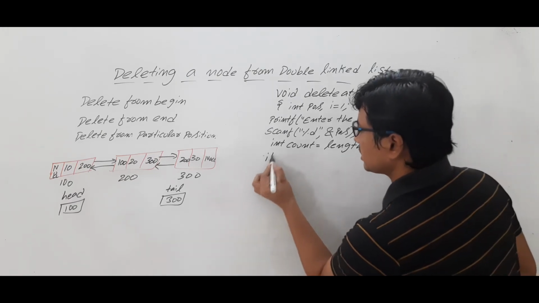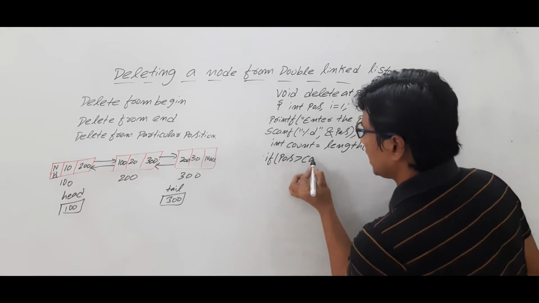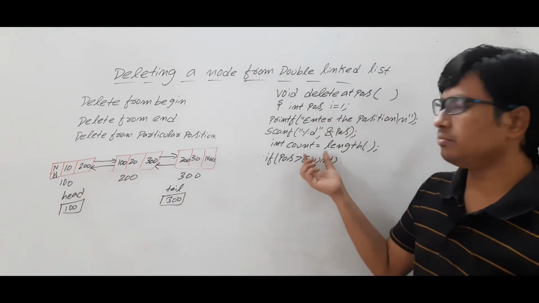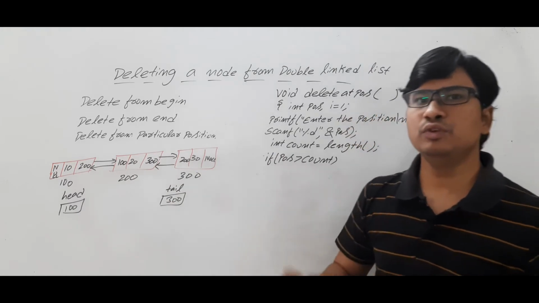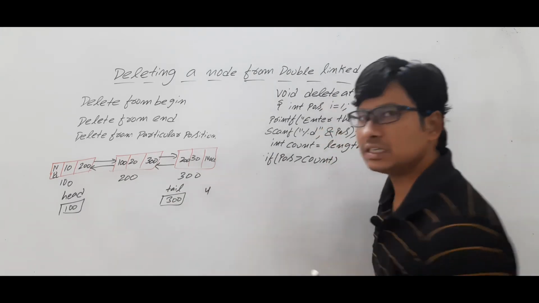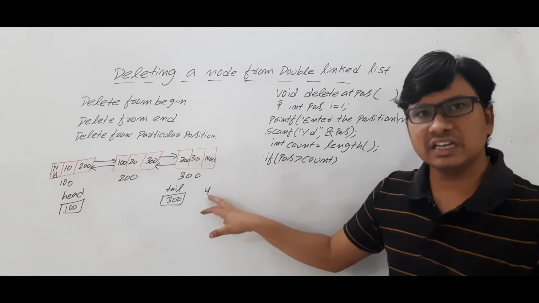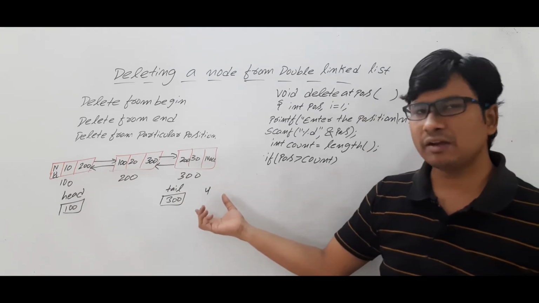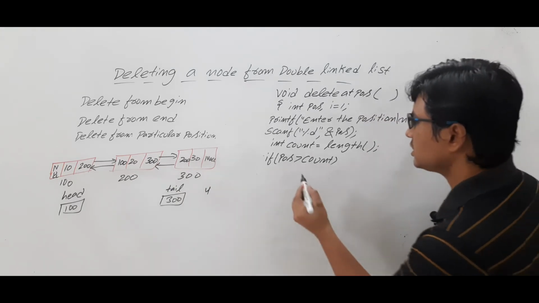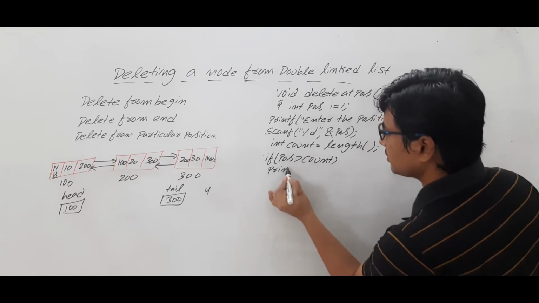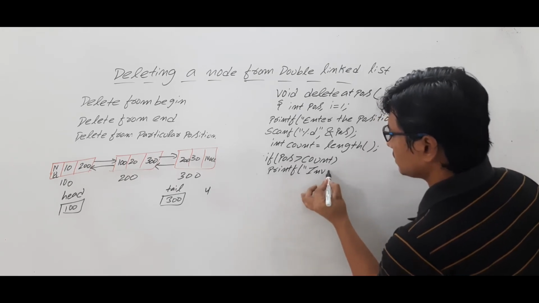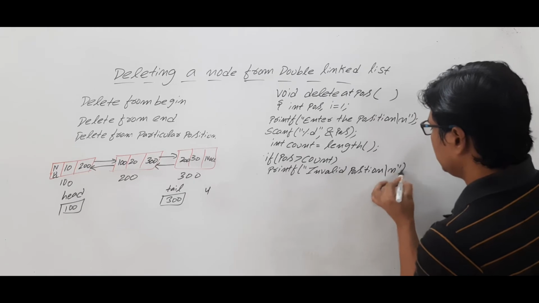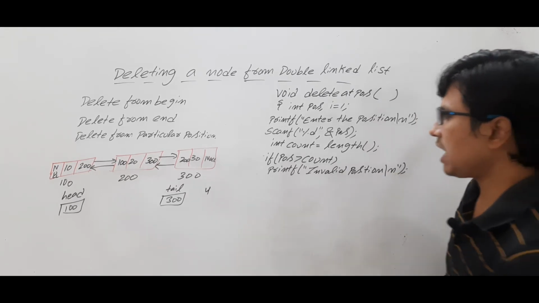Then I will check if the position entered by the user is greater than the count. Now the count here is 3, because the number of nodes in the double linked list is 3. If the user has entered the position as 4, it means he wants to delete the node at the 4th position. If the double linked list does not have a 4th node, how can you delete it? It is an invalid position. Am I right? So then you have to display printf invalid position. Is it clear? I hope you are able to understand it. Whatever the user is entering should be a valid position.